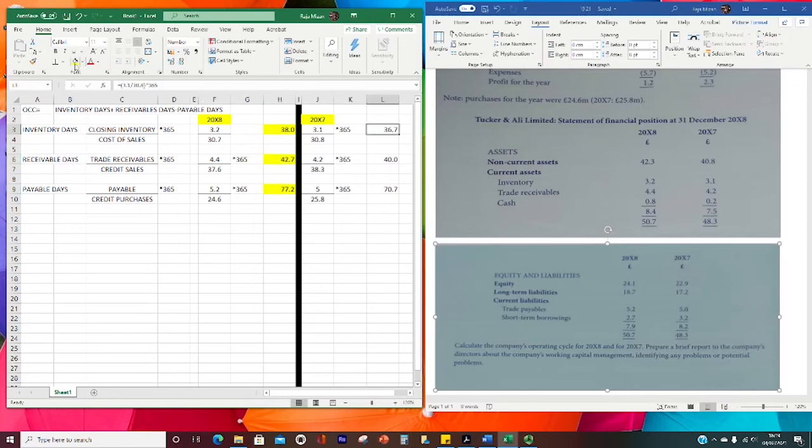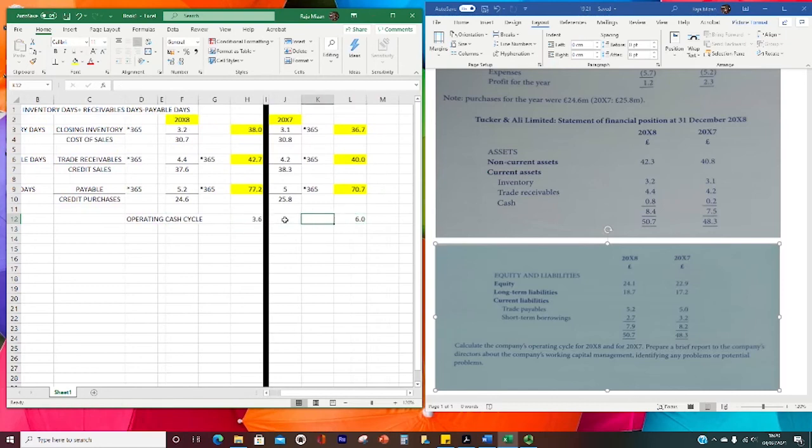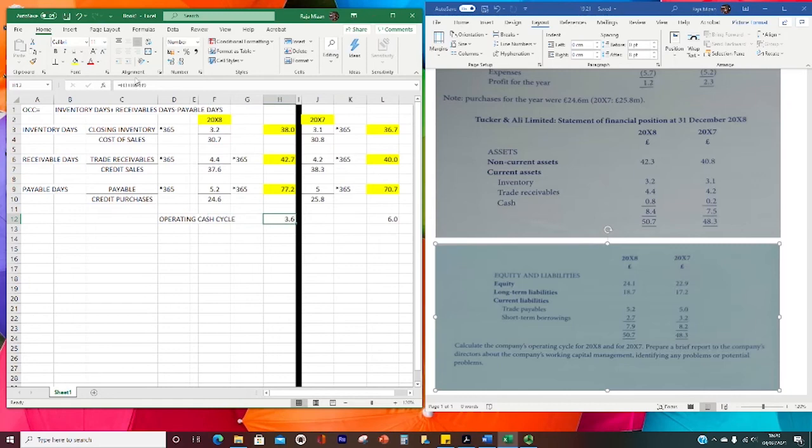Highlight them. Okay, so we know the equation now up there, and all we have to do is put here operating cash cycle. And what do we need to do? We need to add inventory and receivable days, and we need to take away payable days, and this will give us 3.6 days or 4 days. We will do the same formula: if I do Control C, it will copy the formula, and if I press enter here, the formula would be applied here. So OCC for 20x8 is 3.6 days, and for 20x7 it is 6 days. So that's our answer for the calculation bit.